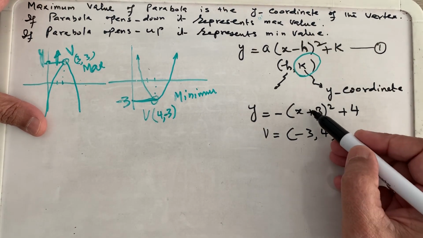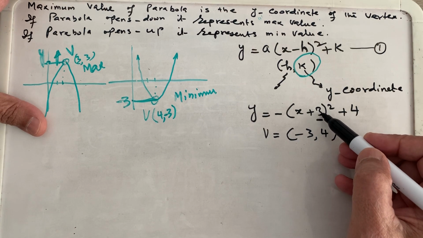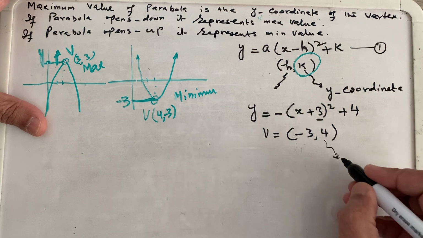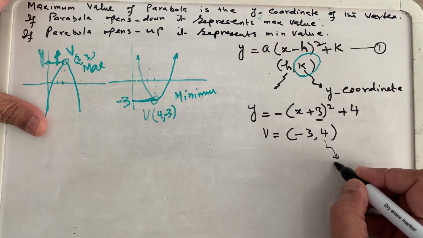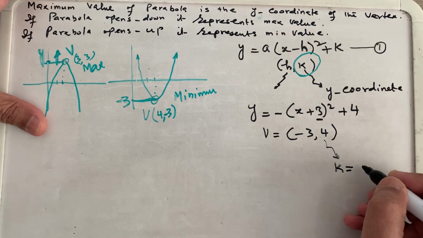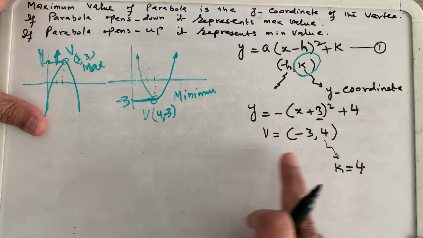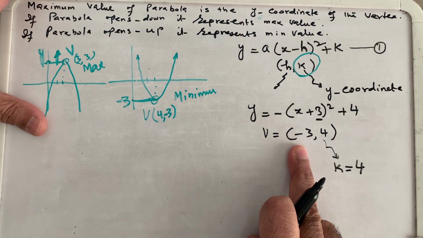But here is plus, so I have to say h is minus 3 and k is this. And what is my y coordinate? My y coordinate is this, right? So y coordinate is k value. So my k is 4. That means if I have to draw this, my vertex will be minus 3 and 4.